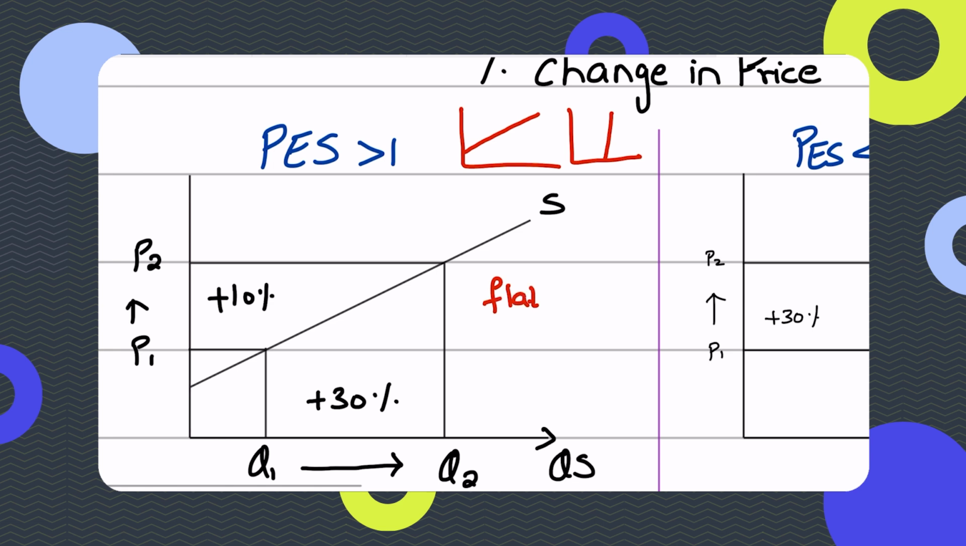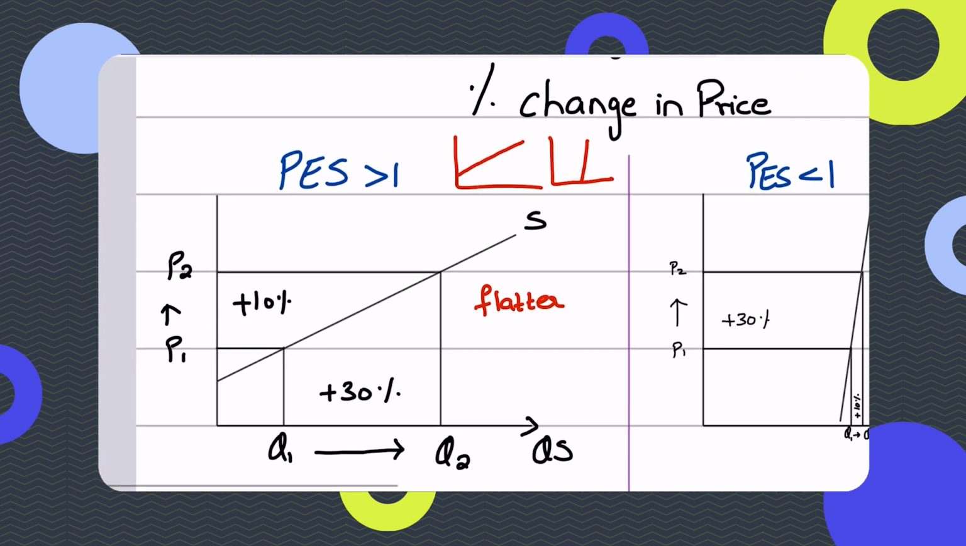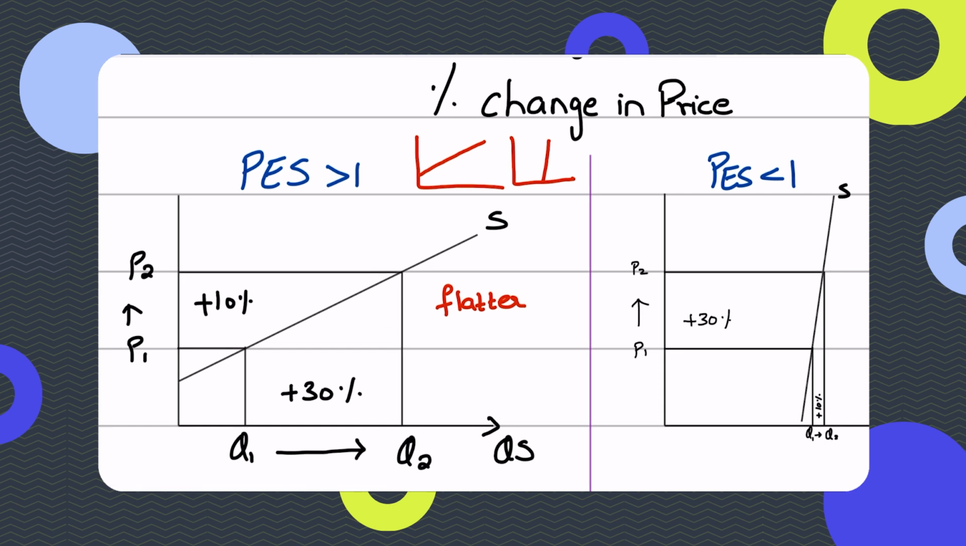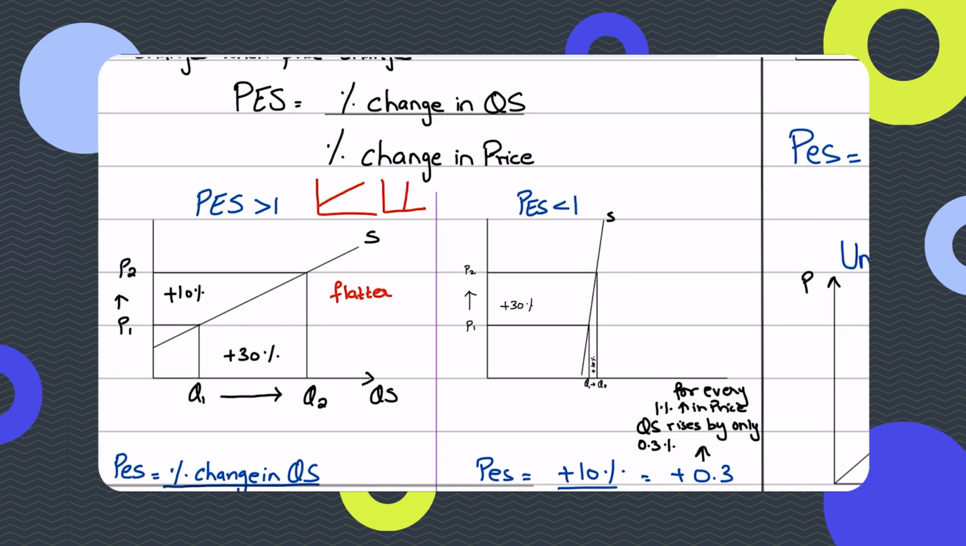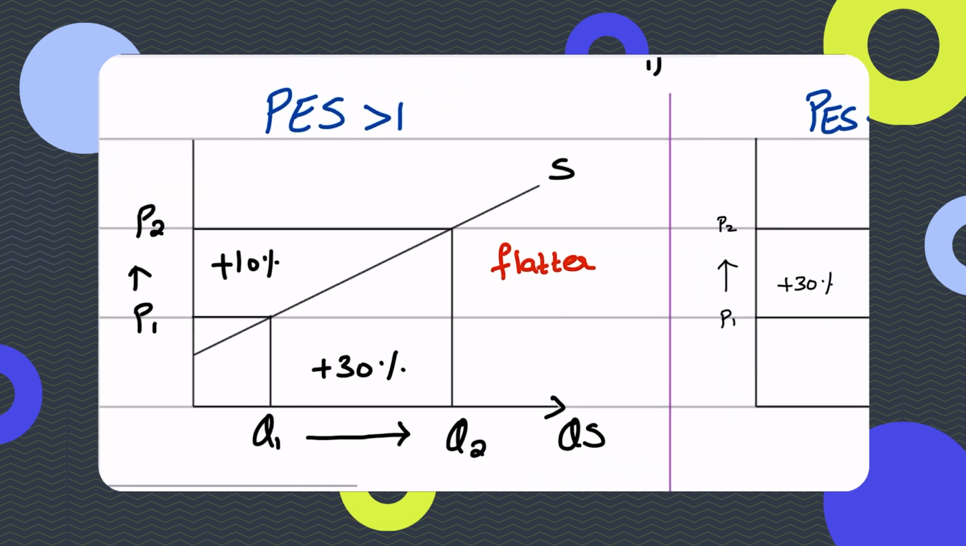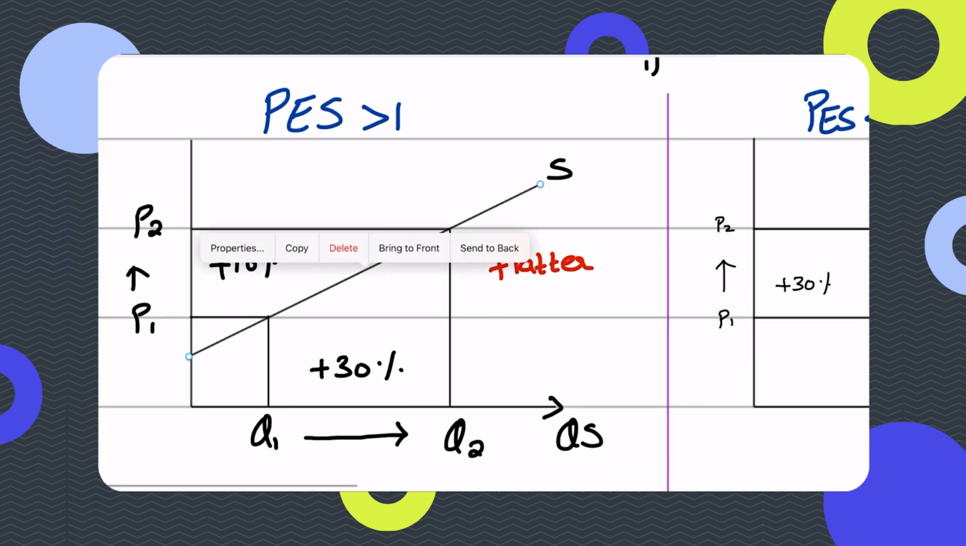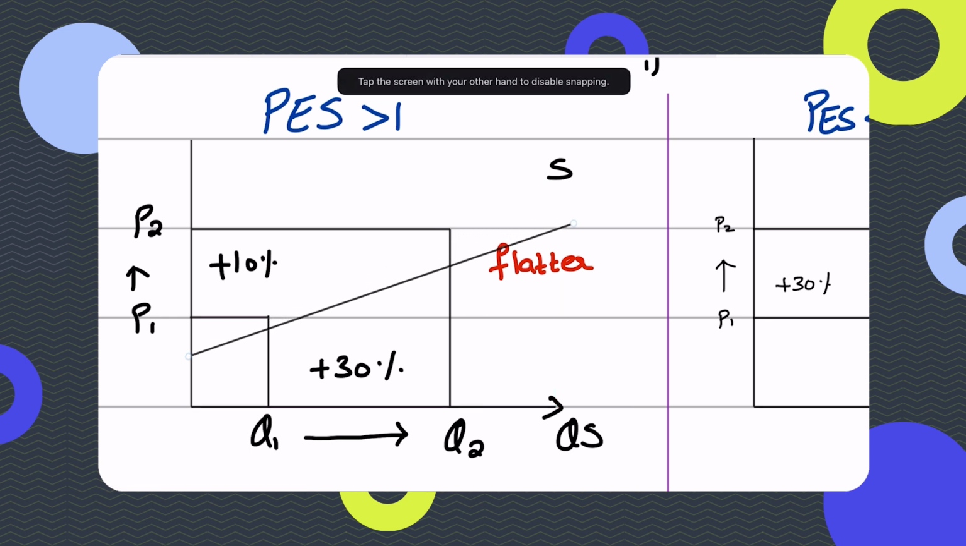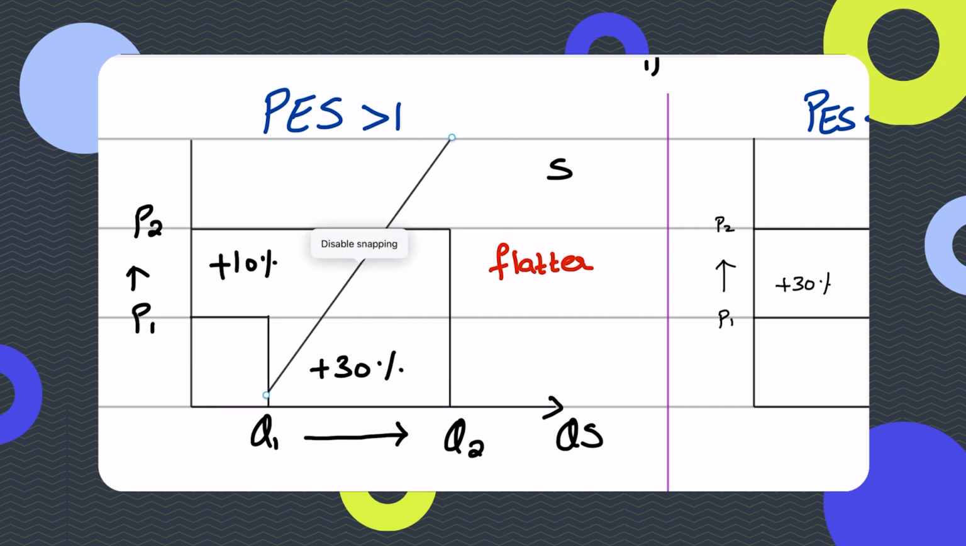An elastic supply curve is flatter, but when you draw an inelastic supply curve, which is drawn on your right, it is steeper. The slope is steeper in inelastic, and the slope is flatter in elastic. The flatter it gets, the more elastic the supply gets. And the steeper it gets, the more inelastic the supply gets.